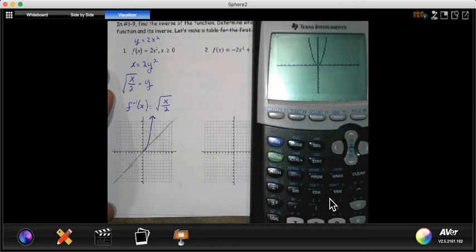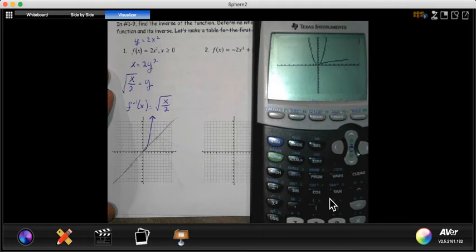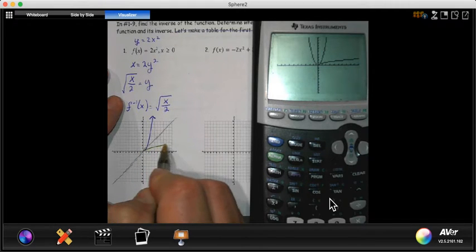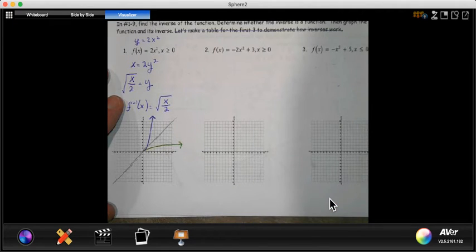Okay, now we're going to graph the square root of x divided by 2. So square root, parentheses, x divided by 2 under the square root. That means close the parentheses and then hit graph. So we have to graph that guy. It starts at 0, and it does one of these. Do you see the mirror image? That means we did it correctly. Okay, moving on.